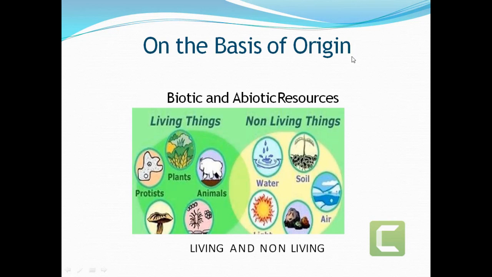Now, on the basis of origin, resources are classified as biotic and abiotic resources. Abiotic resources are non-living while biotic resources are living things. Soil, rocks and minerals are abiotic, but plants are biotic resources. They are living things. So living things are called biotic resources and non-living things are called abiotic resources.